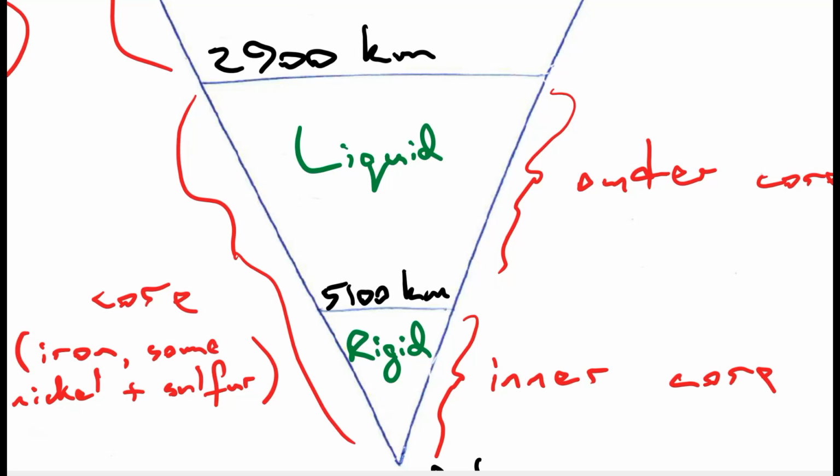That's really important because that spinning liquid outer core gives the Earth the magnetic field which protects us from harmful solar wind, harmful radiation from the sun. So that's really quite important that the outer core is actually a liquid.